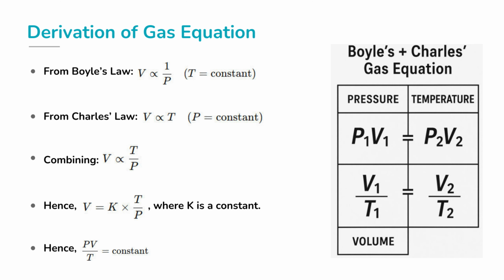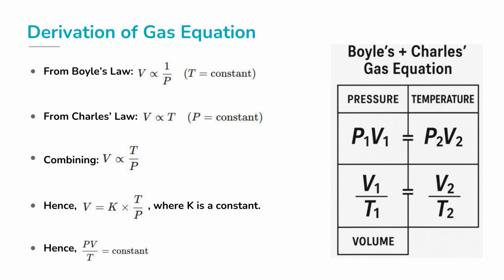Let's build this step by step. From Boyle's law, we know that volume is inversely proportional to pressure at constant temperature. Mathematically, V is proportional to 1 over P. From Charles' law, volume is directly proportional to absolute temperature at constant pressure, or V is proportional to T. Combine both relationships and you get V is proportional to T divided by P, or simply V equals K times T over P, where K is a constant.